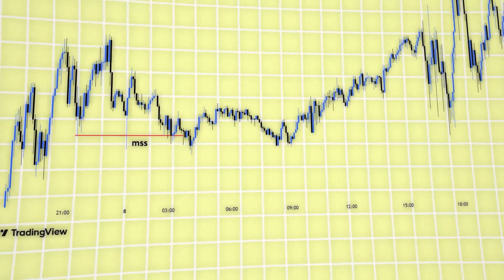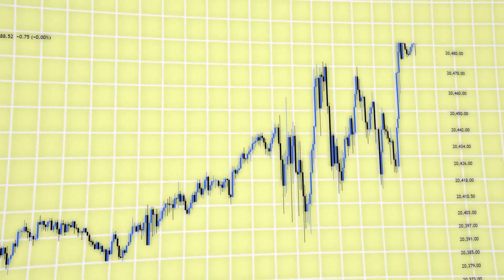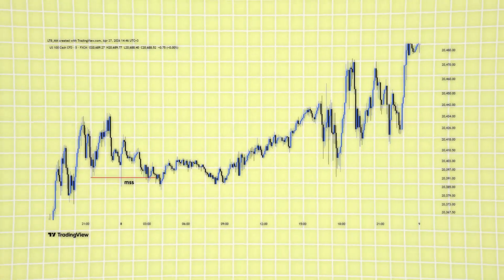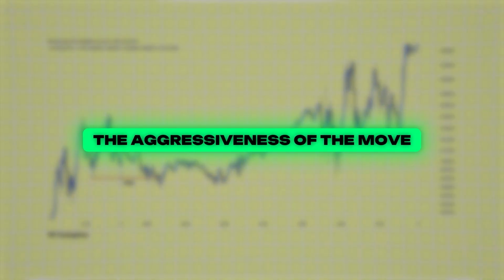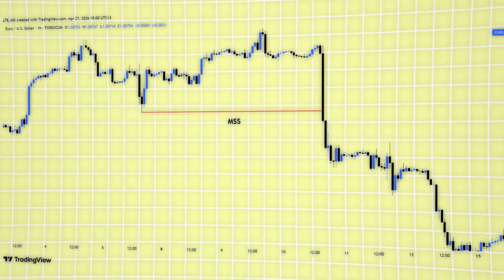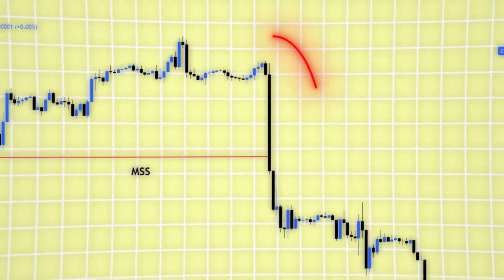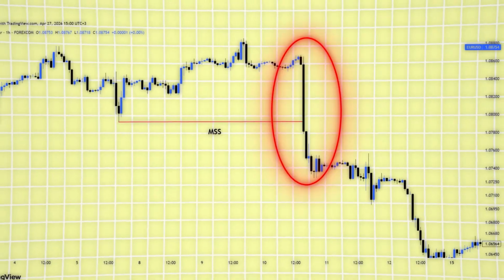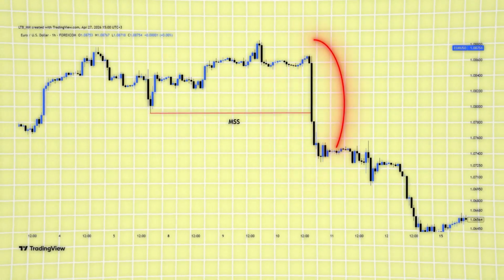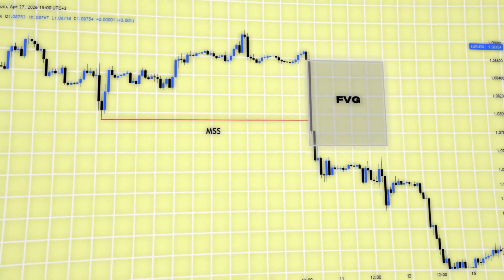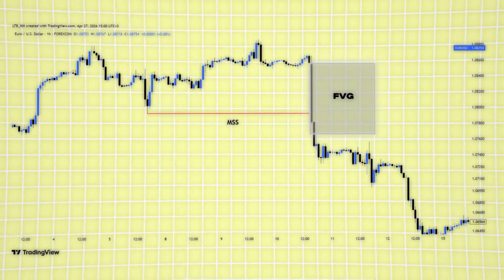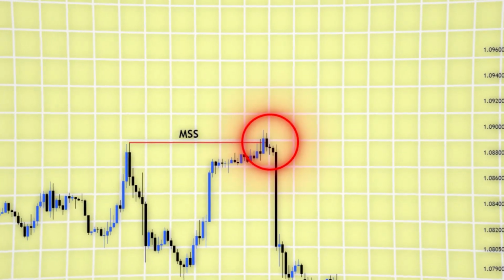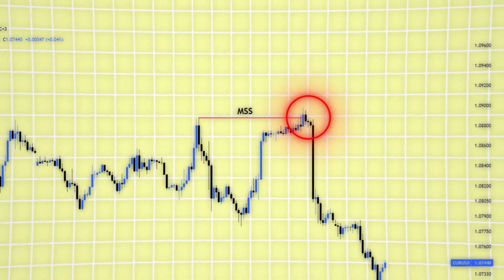Now, the key element that helps distinguish a fake MSS from a real one is confirmation. The more confirmations you see, the lower your chance of falling into a market trap. The first confirmation is the aggressiveness of the move. After an MSS, it is important to observe how price behaves next. If price aggressively holds above or below the MSS level and forms strong impulsive movements, this may indicate institutional participation. An additional confirmation is the presence of imbalance within or just after the MSS zone. On the other hand, if after an MSS price moves weakly, without momentum and without strength, this is often a sign that the structure will turn out to be fake.